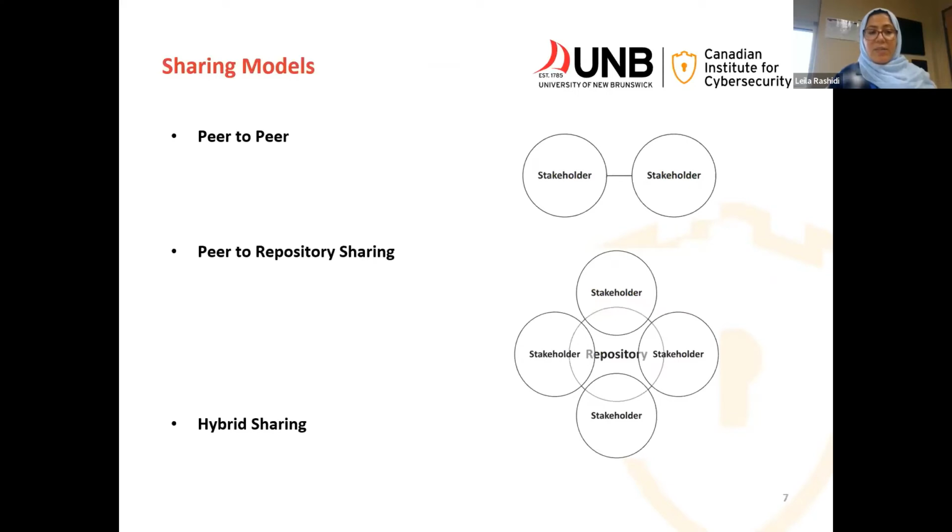In the literature, there are three models for sharing cyber threat intelligence. One of them is peer-to-peer, in which two stakeholders directly share the cyber threat intelligence with each other. The first figure at the top of this slide refers to peer-to-peer. The second figure refers to peer-to-repository sharing, which is the second sharing model. In that model, there is a repository, and several stakeholders write their cyber threat intelligence in the repository and read the cyber threat intelligence of other stakeholders from that repository. And the hybrid approach: you can directly share the cyber threat intelligence between stakeholders or use a repository.